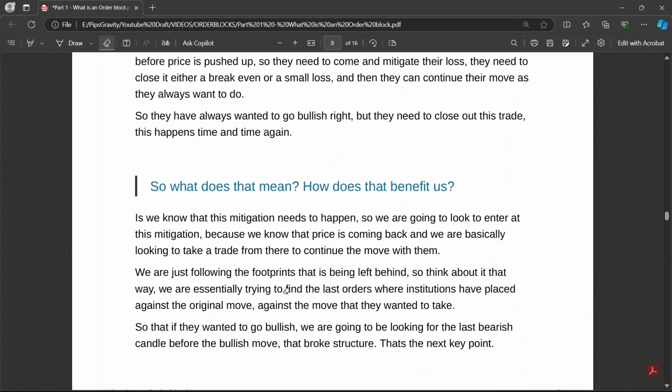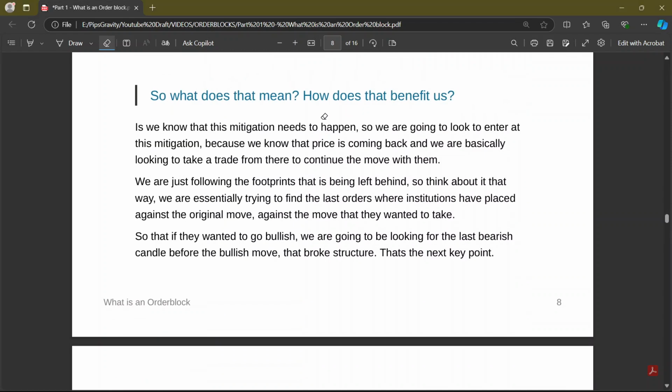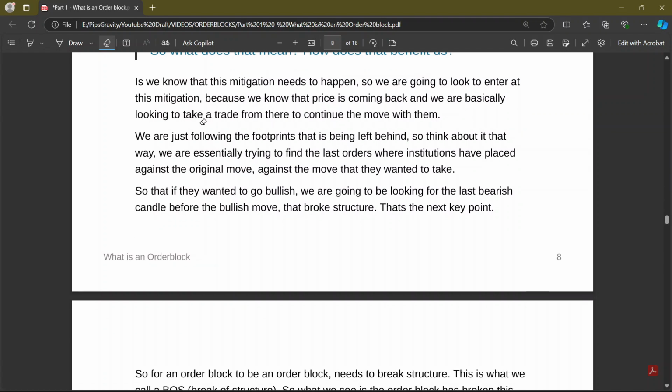Now, so they have to bring the price back down. Okay, so what does that mean? How does that benefit us? As we know that the mitigation needs to happen, so the price is going to come back down. So we are going to look to enter at this mitigation because we know that price is coming back, and we are basically looking to take a trade from there to continue the move with them. We're just following the footprints.